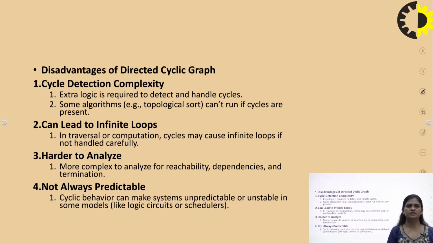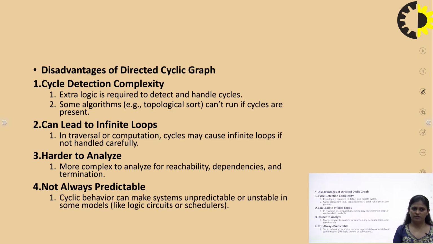Disadvantages of a directed cyclic graph. Cycle detection: there is added complexity in cycle detection. Extra logic is required to detect and handle cycles, and some algorithms like topological sort, which I told you about in the previous slide, cannot run if cycles are present.